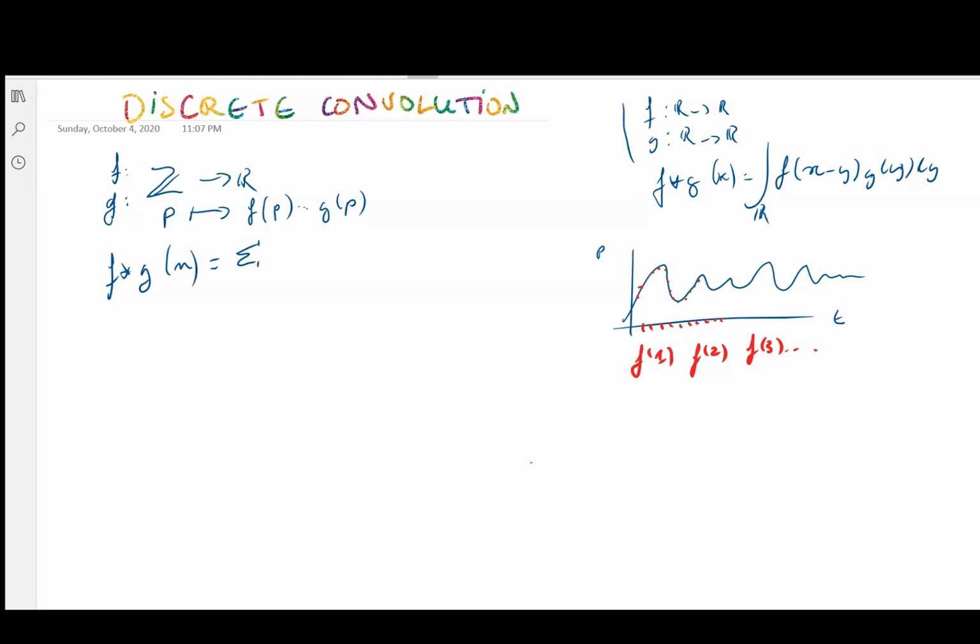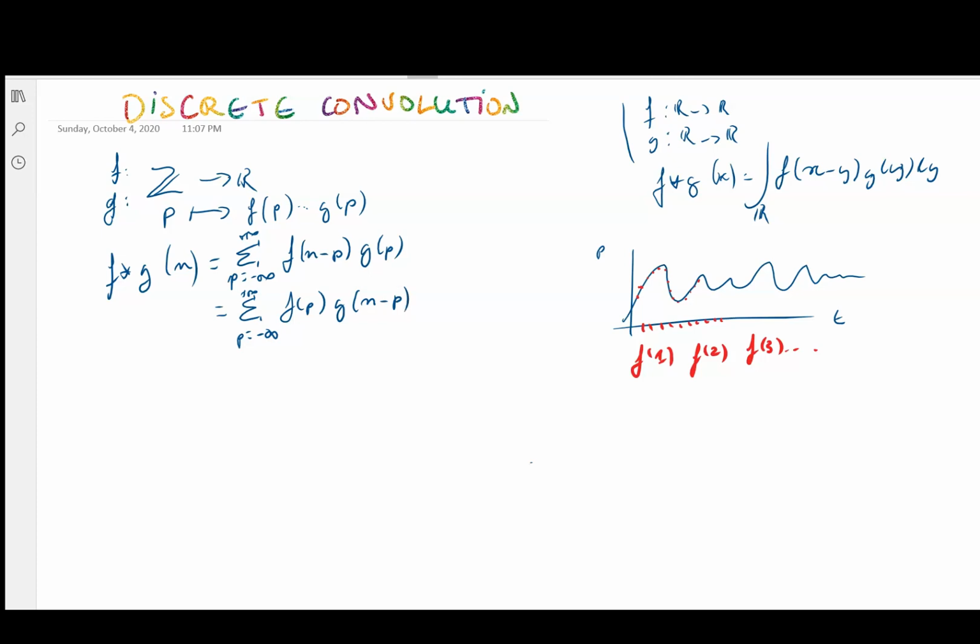So the sum, with p equal negative infinity to plus infinity, of f of n minus p, g of p. And of course, you can exchange that. You get the same idea, that it's symmetric. So the sum from negative infinity to plus infinity of f of p, g of n minus p.